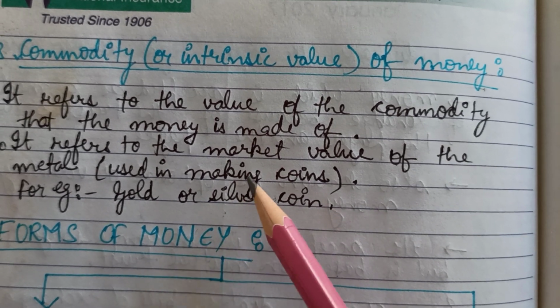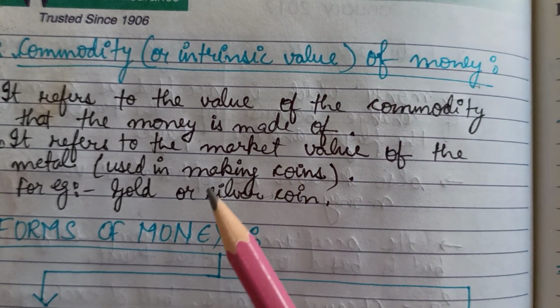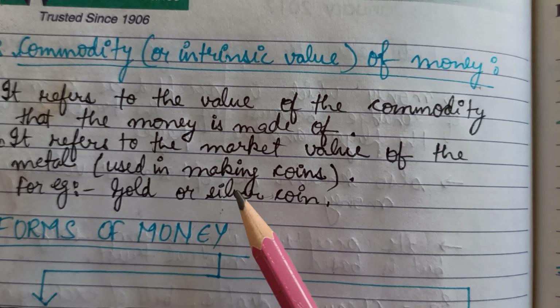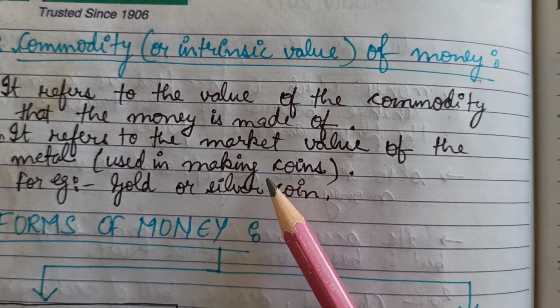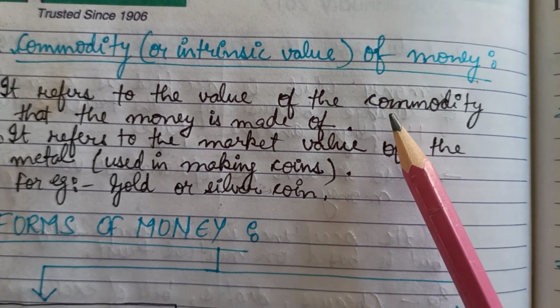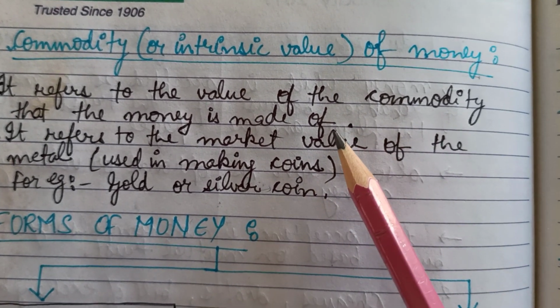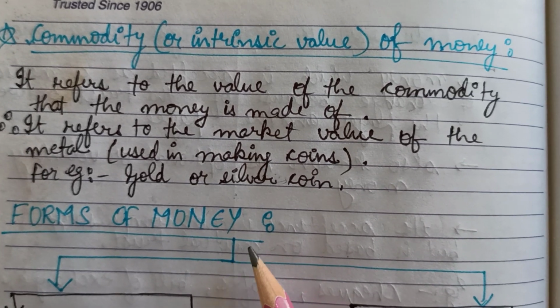Now what is the commodity or the intrinsic value of that coin? It will be that of the metal of which that coin is made. Now you must be thinking that if we are using paper notes, then what is the commodity value of those paper notes, or the currency, you can say. You will be clear with that concept after we study the forms of money.